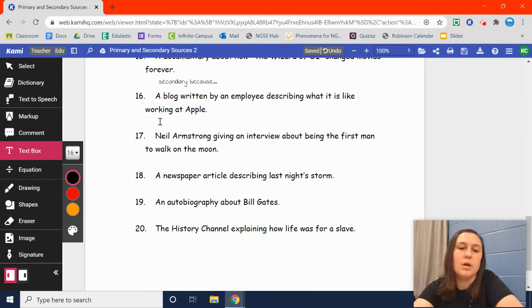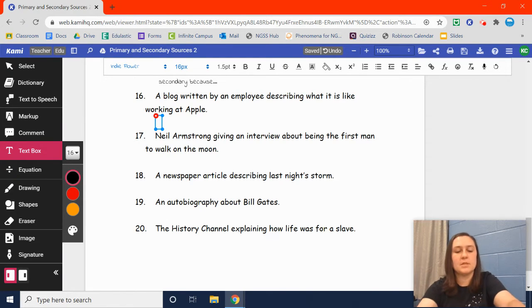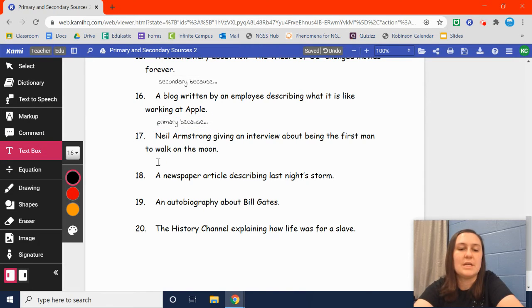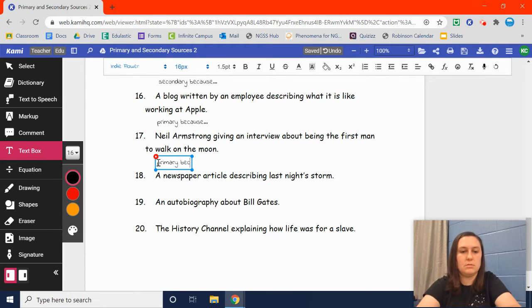Number 16, a blog written by an employee describing what it is like working at Apple. So somebody is writing about what it's like working at their job. So that would be a primary source. Number 17, Neil Armstrong giving an interview about being the first man to walk on the moon. So Neil Armstrong is talking about his own experiences. That is a primary source.